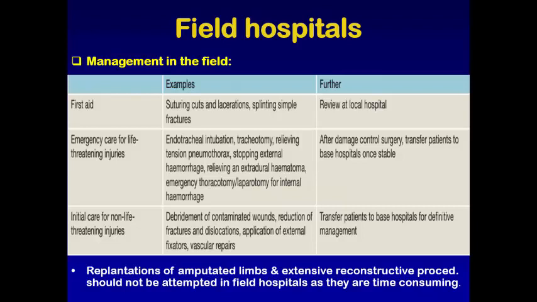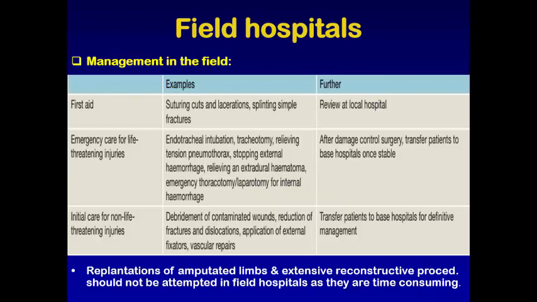What are the functions that are performed in field hospitals? There are 3 main functions. First aid in the form of suturing cuts and lacerations, splinting simple fractures, and then review at the local hospital. This is the first function.